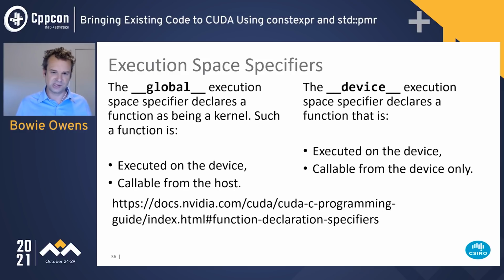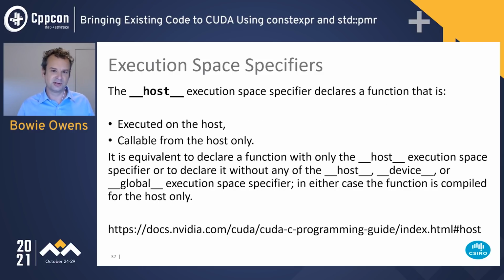Now, the second specifier, which someone asked about earlier, is the device execution space specifier. It declares a function that is executed on the device, but is only callable from the device, which means that it needs to be called either from a global function that started the chain, or indirectly through another device function. Now, the third of the execution space specifiers is host. Host means that it is executed on the host, the CPU, and callable from the host only.